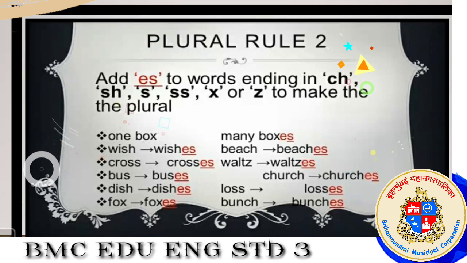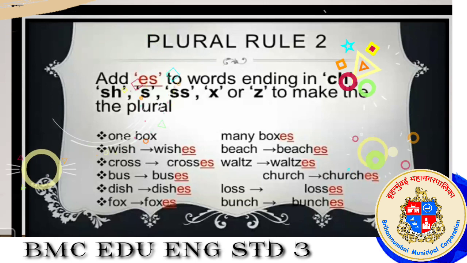Then in the spelling of cross, C-R-O-S-S. It is ending with double S. So to make its plural, what we add? ES, crosses.